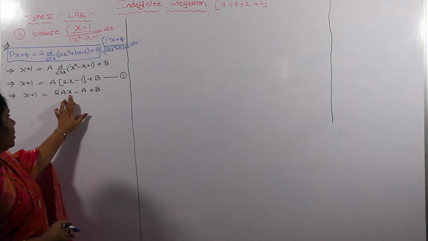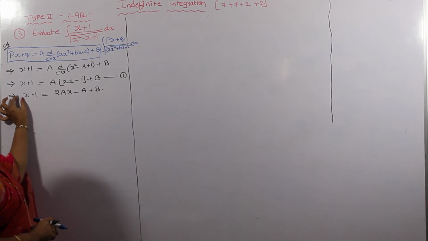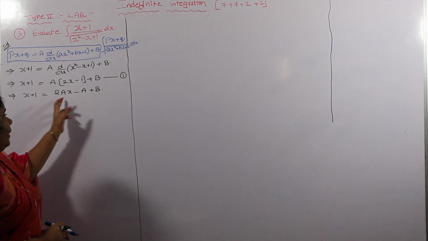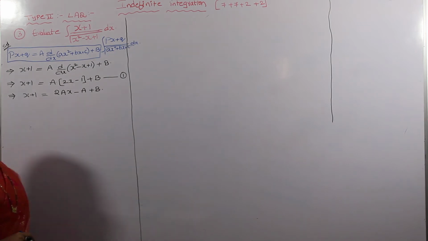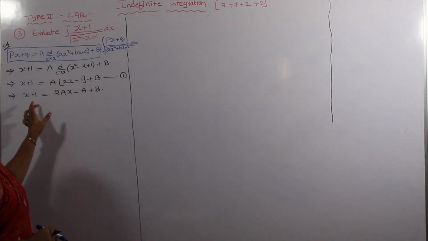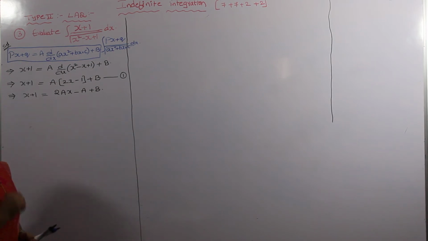On this side the x coefficient is 2A, and on the other side the x coefficient is 1. From that comparison we get capital A. After that, comparing the constants on both sides: here the constant is minus A plus B, and here the constant is 1. From that we get the B value. So we get capital A and capital B values. Now comparing like terms.